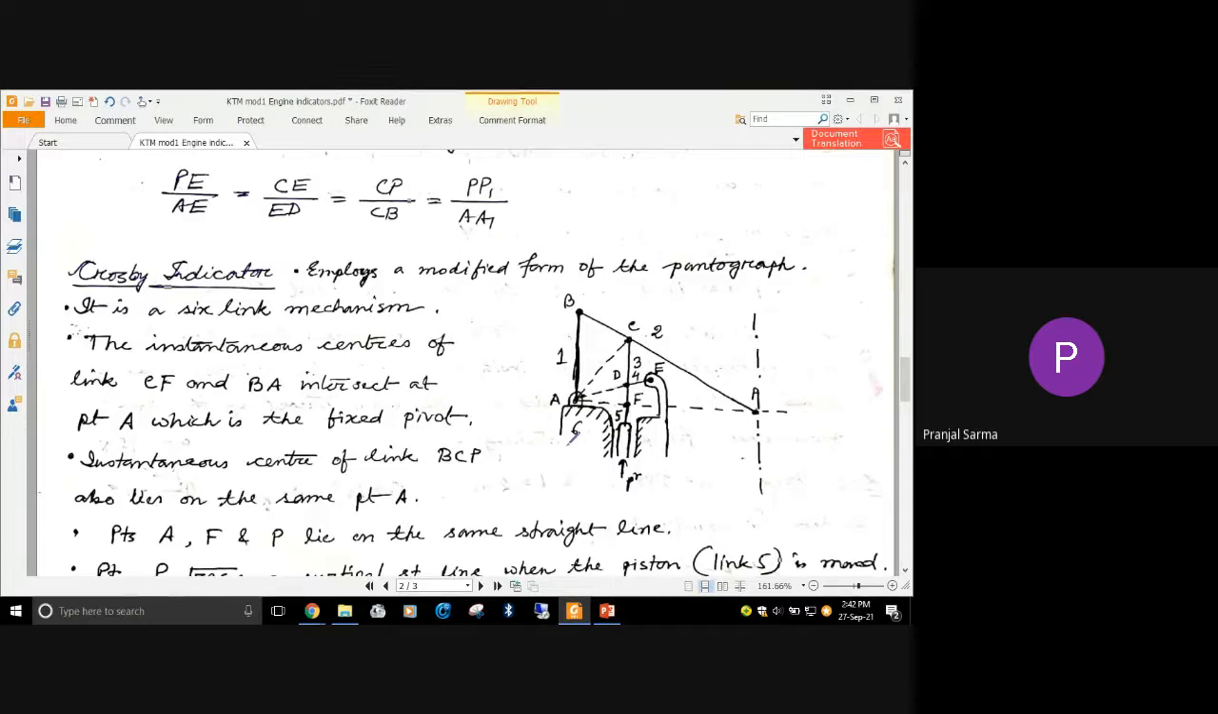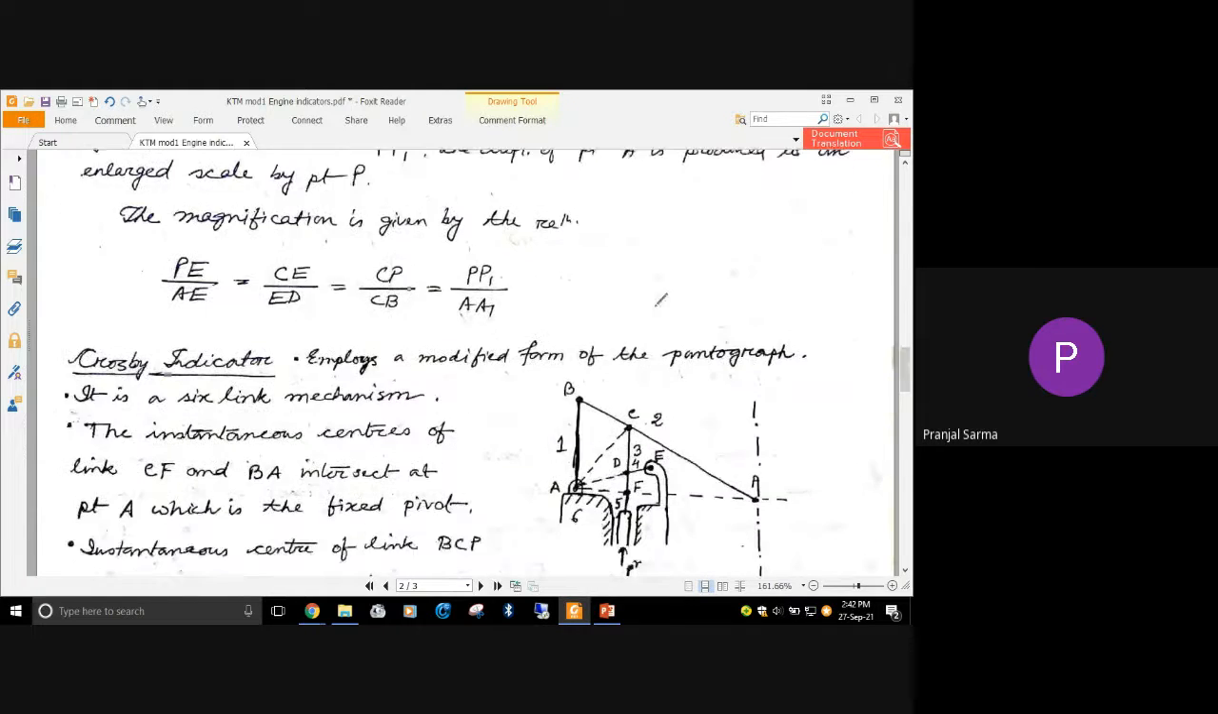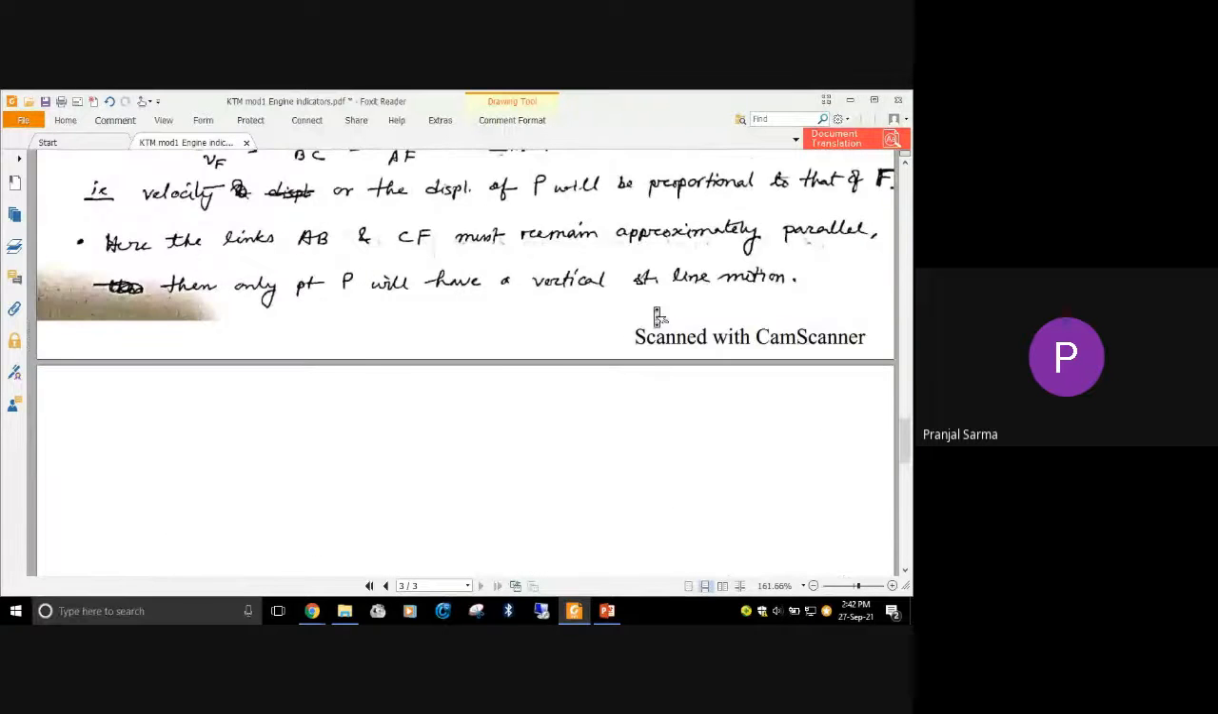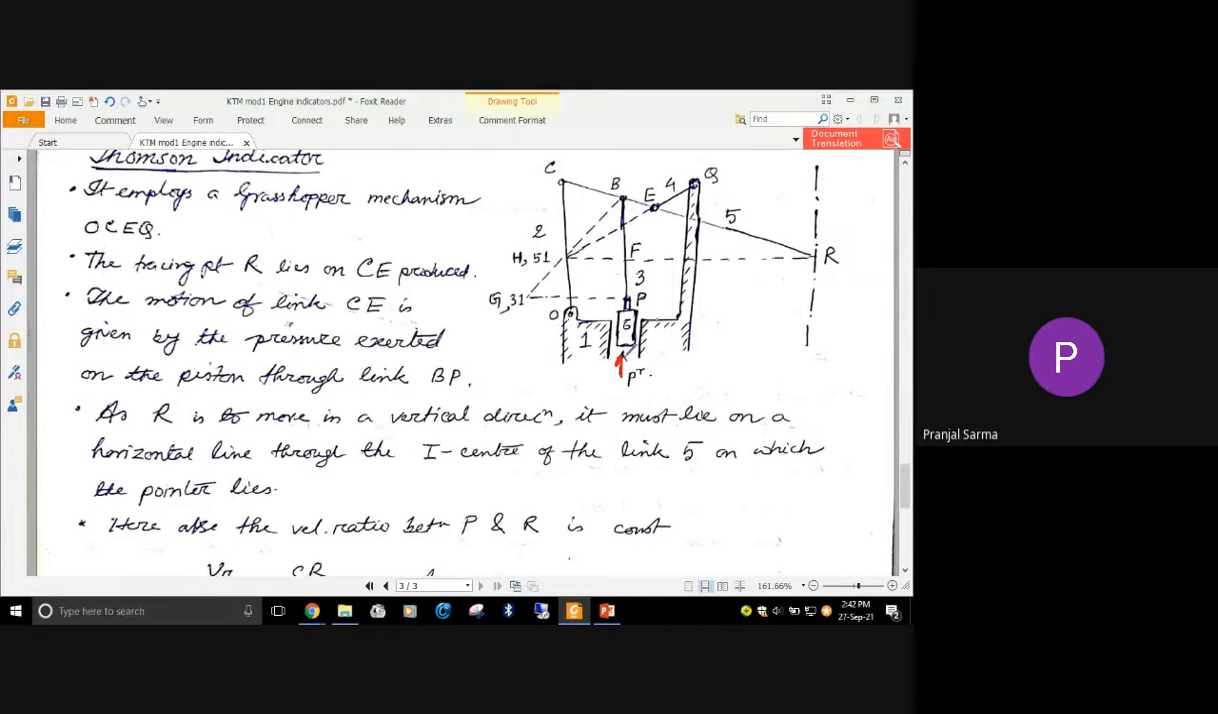Have you heard about earthquakes? I hope all of you know that, so we can take a measure of that, and this device can keep track of that, where the signal is amplified. Here it is similar. The small variation in pressure gives a smaller displacement, but we want to get it in a magnified manner. For getting the magnification we use this particular mechanism. Depending on what kind of mechanism you are using, Crosby indicator, simplex indicator, Thomson indicator, etc., the basic principle is somewhat the same, but the mechanism differs.